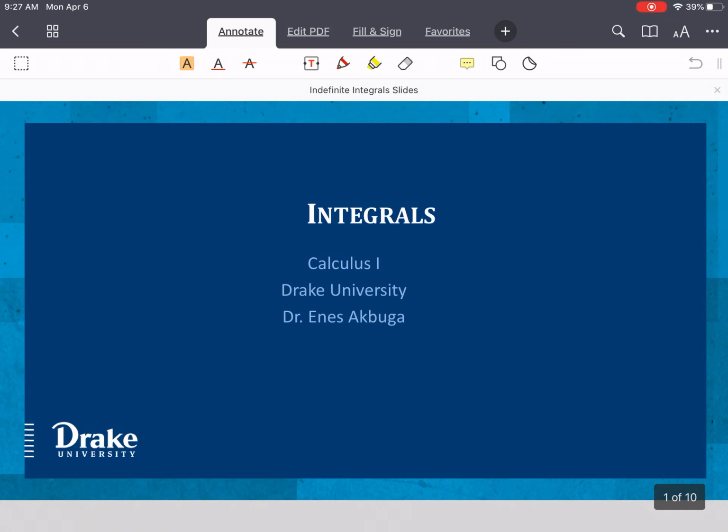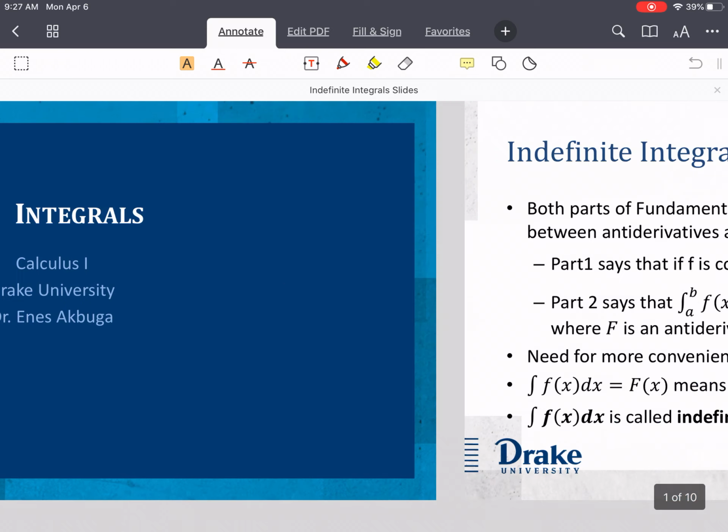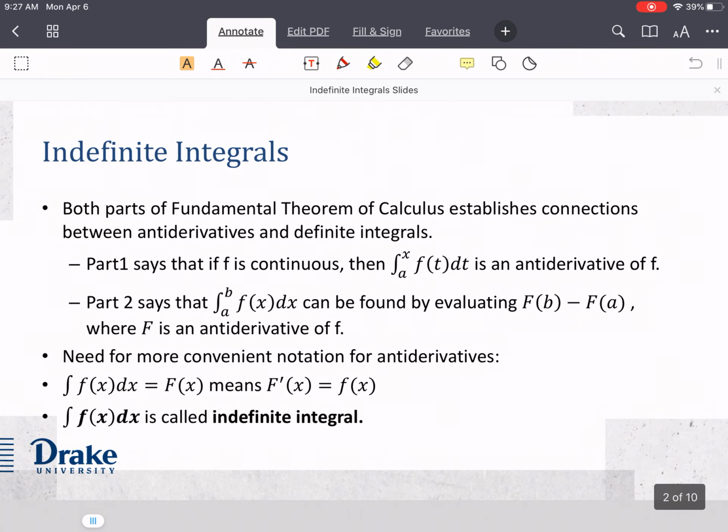In this video, I will be introducing the idea of indefinite integrals. Previously, we learned that the Fundamental Theorem of Calculus establishes connections between antiderivatives and definite integrals. You may remember that part 1 says if we're given a function that is continuous, then the definite integral from a to x of f of t dt is an antiderivative of f.